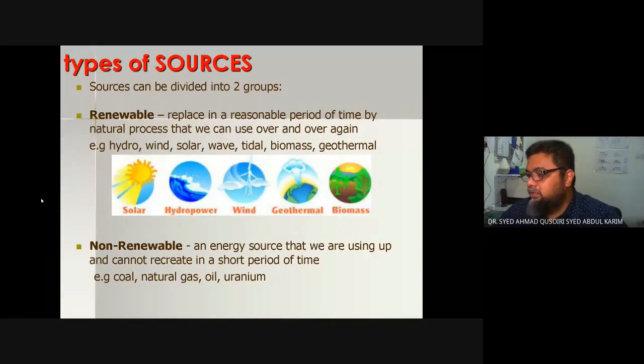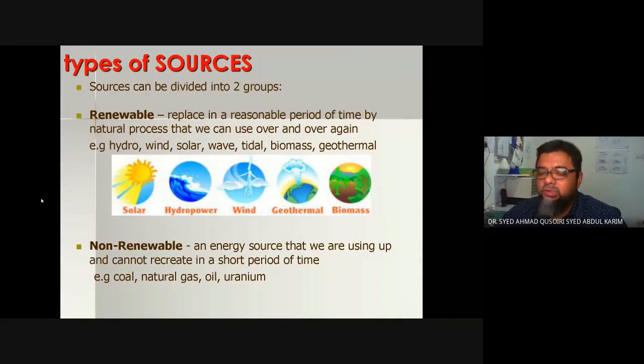Non-renewable, energy source that we are using up and cannot be recreated for a short period of time. So ni kira habis guna. Tapi kelebihan dia, we can upscale it. Kita boleh jadikan dia skala yang agak besar. Okay, and you are not limited to your environment. You can keep on producing as long as you have the sources. Contoh coal, natural gas, oil. These are the sources that we can use to heat up water and generate steam.